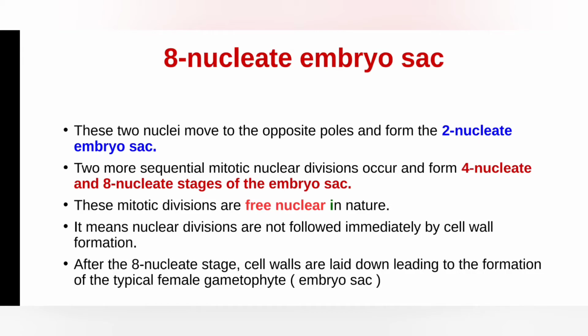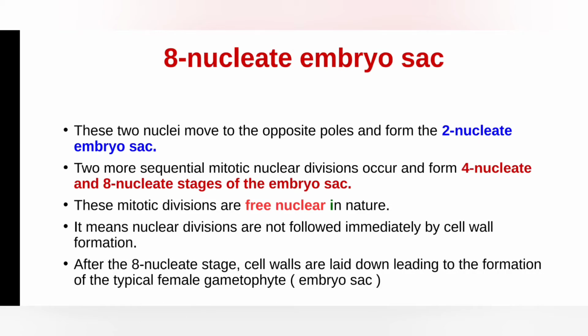2 more sequential mitotic nuclear divisions occur and form 4 nucleate and 8 nucleate stages of the embryo sac. So now 2 nucleate embryo sac is there. It undergoes a mitotic division and forms 4 nucleate stage. That means it contains 4 nuclei, and again it undergoes one more mitotic division and gets doubled and forms 8 nucleate stage of the embryo sac.